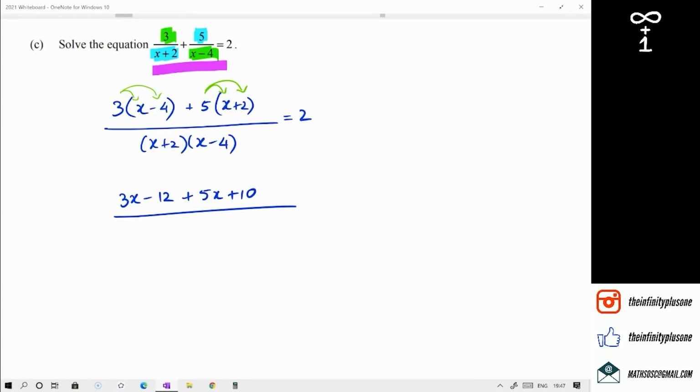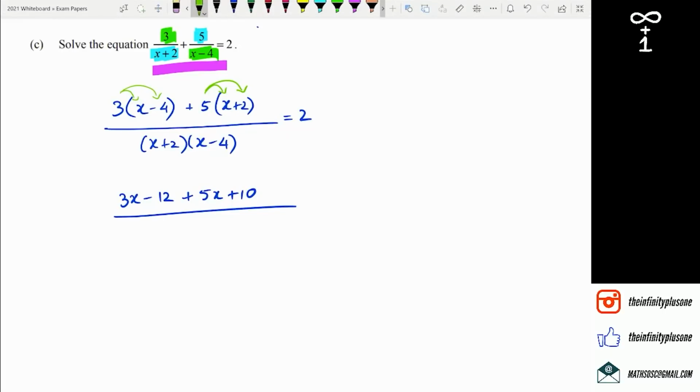And then we've got the denominator that we've got to multiply as well. So in the denominator, we've actually got a quadratic. So basically just doing your FOIL or whichever method you choose, it doesn't really matter. I've got x squared minus 4x plus 2x minus 8. And all of this is now equal to 2.